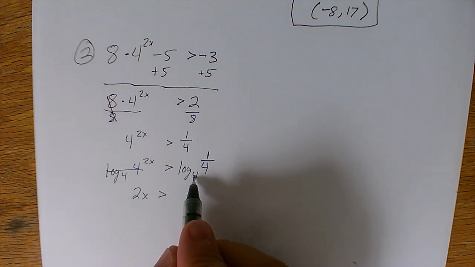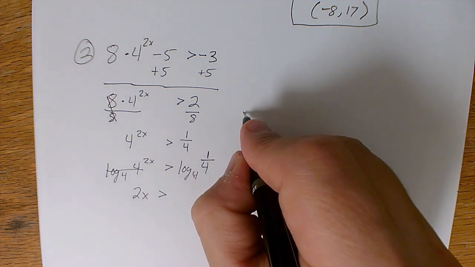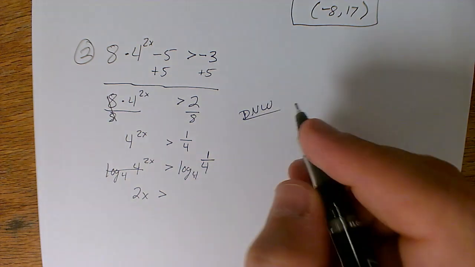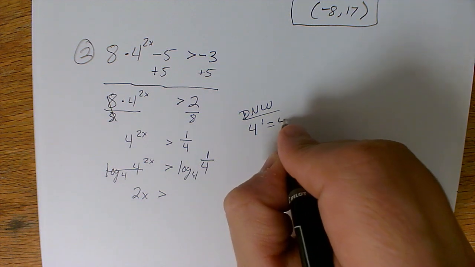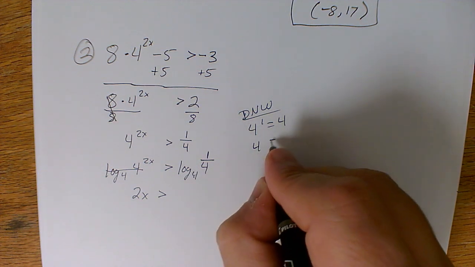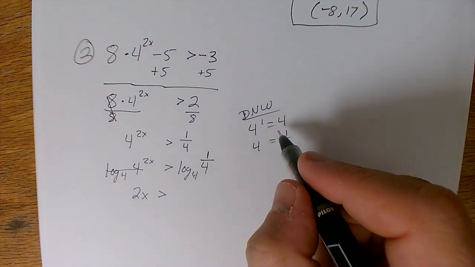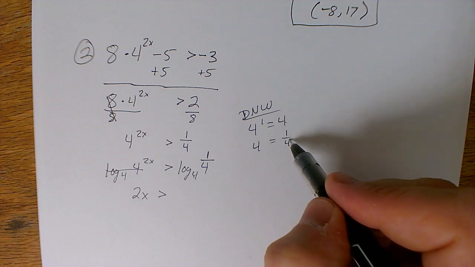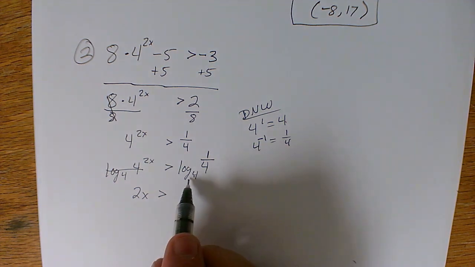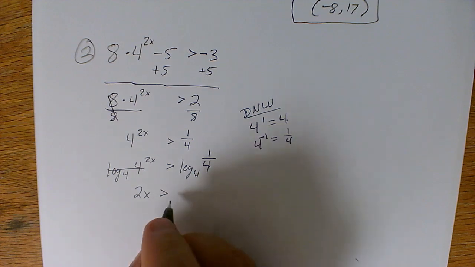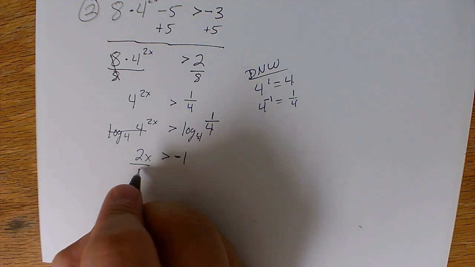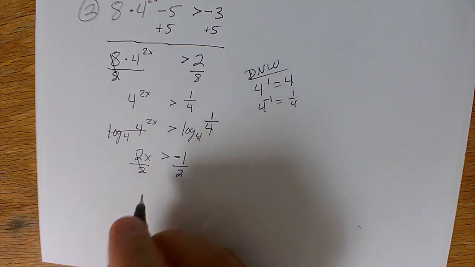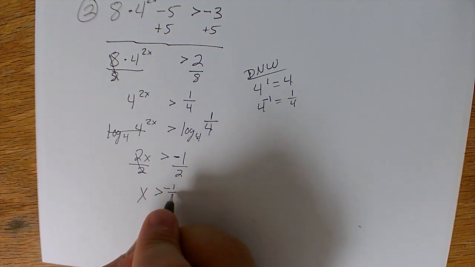Now, I'm going to do DNW scratch, even in a video. If 4 to the 1 is equal to 4, then 4 to what power would be 1/4? And just a reminder, if it's a negative exponent, it would go on the bottom. So 4 to what power would get you to the 1/4? Well, that would be -1. The final step to this problem is to divide both sides by 2. And we'll have x is greater than -1/2.